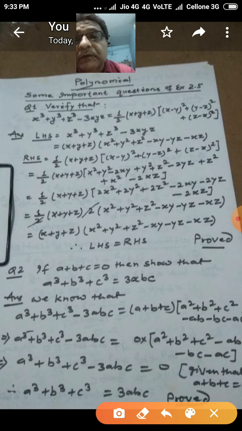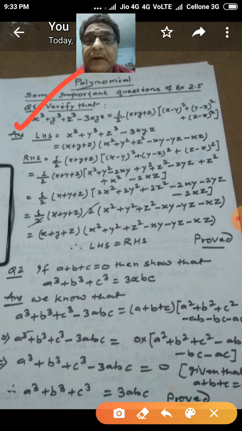The first question is: verify that x cube plus y cube plus z cube minus 3xyz is equal to half into x plus y plus z into (x minus y) whole square plus (y minus z) whole square plus (z minus x) whole square. So here we have to verify that LHS and RHS are equal. So we take one by one.